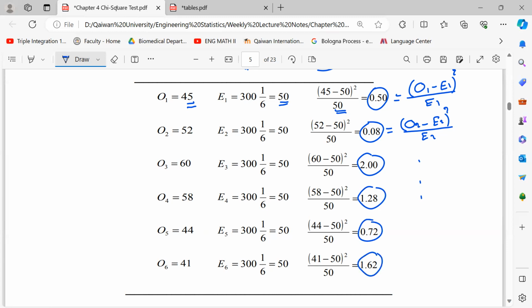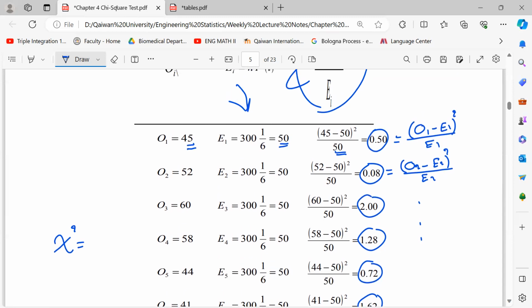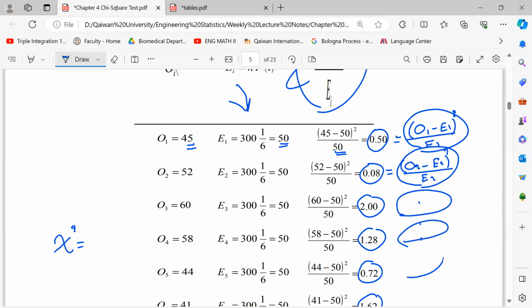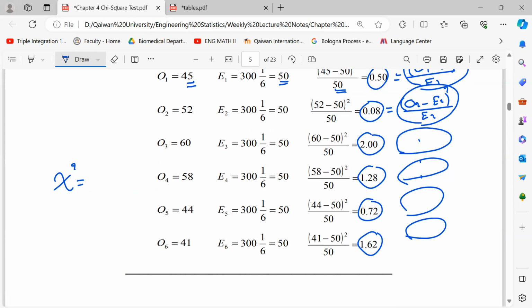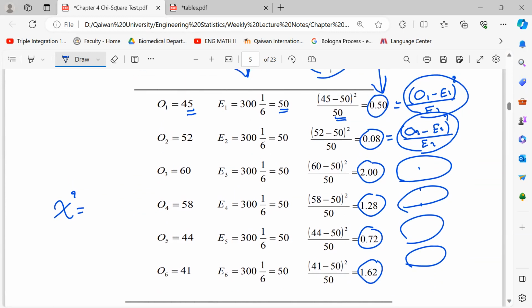We say the chi-square test is this one plus this one plus this one plus this one plus this one plus this one. That means it's the sum of these numbers. Okay? It's easier to calculate to get the result. If you do it step by step and make that table, it's easier to get the result. Here, chi-square test is the sum of these.